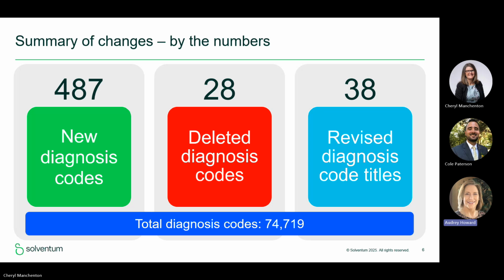This is Audrey Howard, and I'm going to be setting up what some of the changes were effective October 1st, and then Cheryl will relate to us how it is impacting any of the quality programs. Overall, from the diagnosis perspective, what is showing on this screen is the number of new codes that were created, what was deleted and what was revised, and knowing that we have just shy of 75,000 ICD-10-CM diagnosis codes available to us that became effective October 1st.